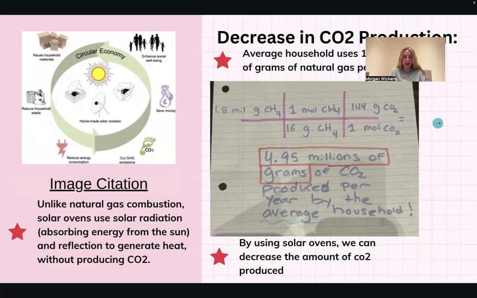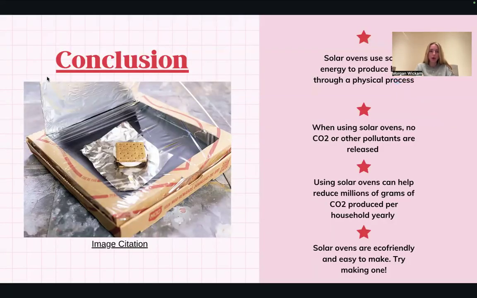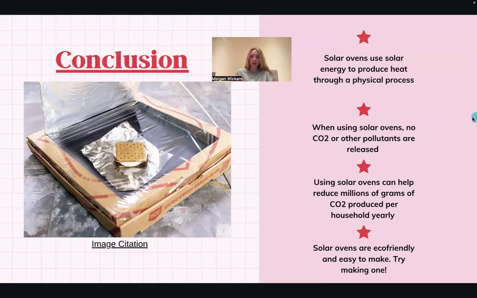And then to end, I wanted to recap some of the main points of my project. So it's important to remember how solar ovens use solar energy to produce heat through a physical process. Without solar ovens, no CO2 or other pollutants are released. And using solar ovens can help reduce millions of grams of CO2 produced per household yearly.